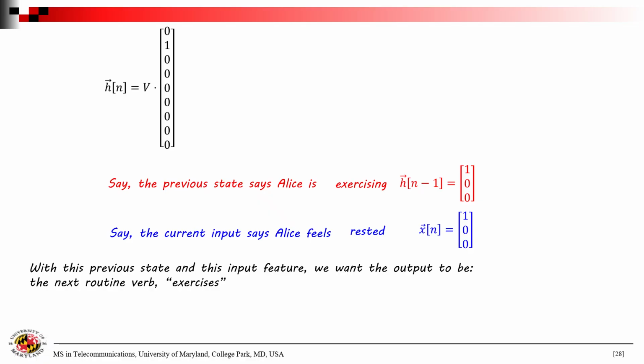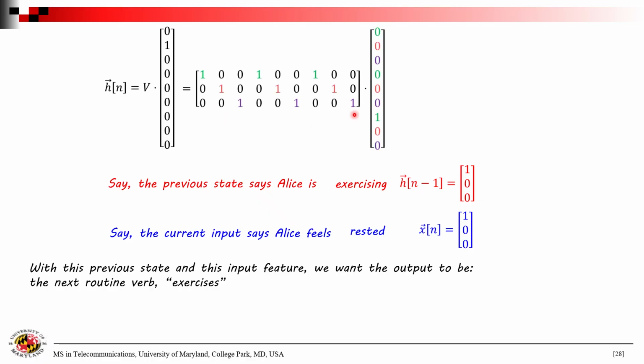And therefore, for the current state, we use the V matrix to add the greens together, the oranges together, and the purples together. That gives us exactly the vector for exercises. So no matter what she did yesterday, we don't care what Alice was doing yesterday. Today she woke up rested, so today she's going to exercise. So that worked out well.